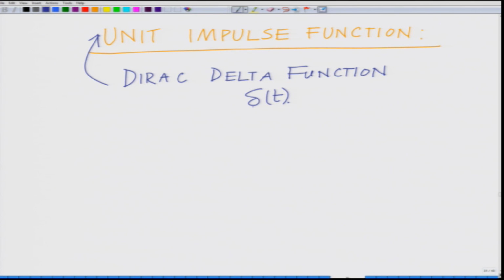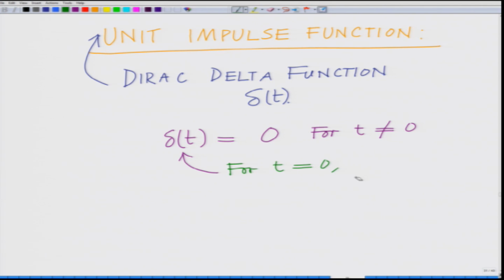This is the Greek symbol for delta, and this is represented in the time domain. Well, let us first define this. Delta t, this Dirac delta function, is defined as 0 for all t not equal to 0, and for t equal to 0 it is not really defined. However, the integral from minus infinity to infinity of delta t is equal to unity.